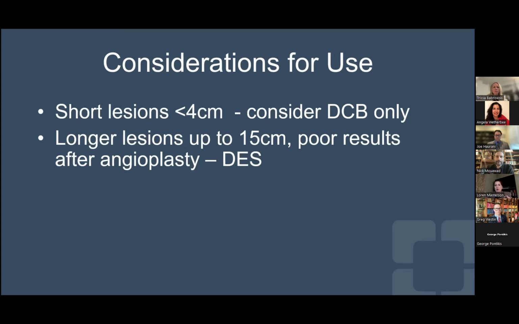Now, the European study that came out about a year ago is classifying long lesions as up to 25 centimeters, so some people are doing entire SFAs. I'll show some pictures at the end of what I did this morning, which was pretty close. But longer lesions in most of our literature are still up to about 15 centimeters. Or if you have poor results after angioplasty, consider stenting at that point.